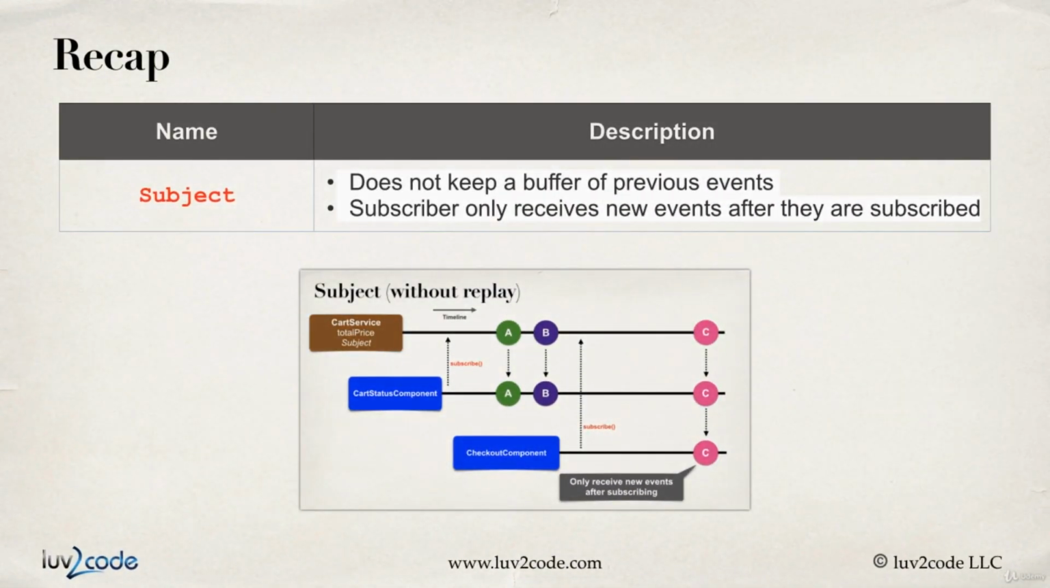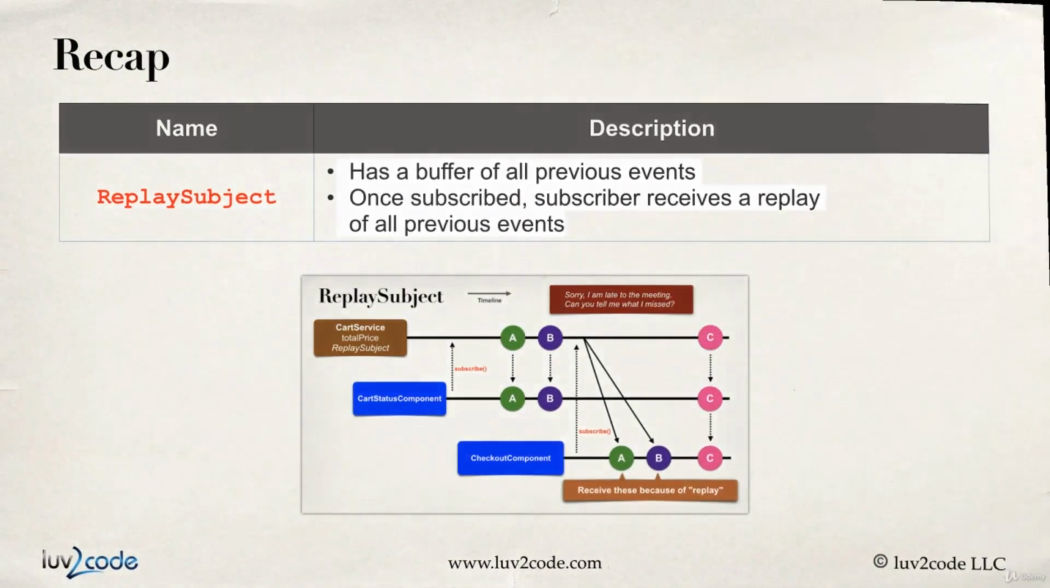All right, let's just recap the terms that we've just covered here. Subject does not keep a buffer of the previous events. The subscriber will only receive new events after they subscribe. So we've used subject in our previous examples as far as our coding. If you subscribe late, you simply get the new events after subscribing. For replay subject, it has a buffer of all previous events. Once subscribed, the subscriber receives a replay of all previous events. So here at the bottom, they get A and B because of replay, and then they also get the new messages in the future. For this scenario, like, hey, we're recording the meeting and this is everything that you missed.